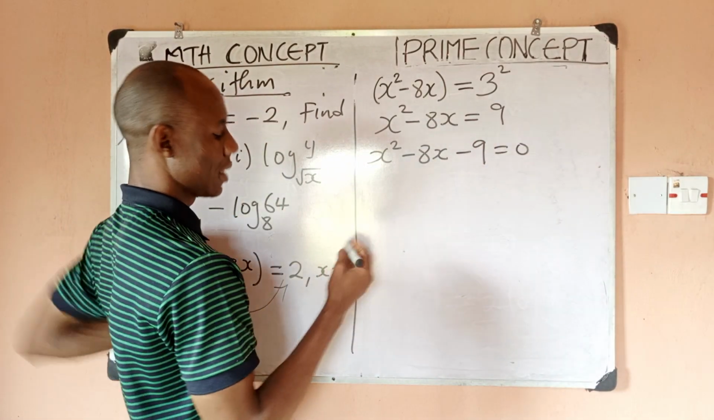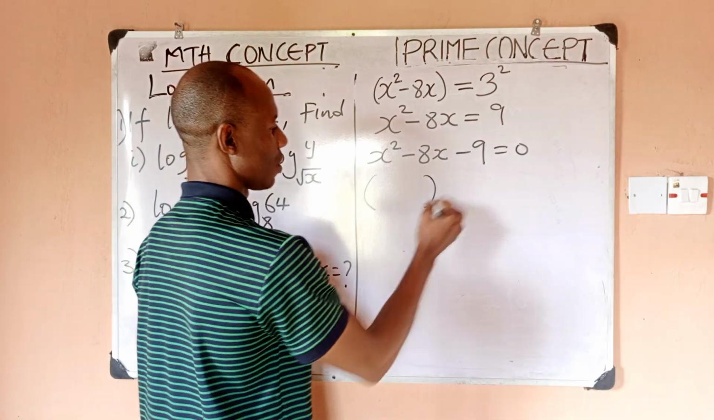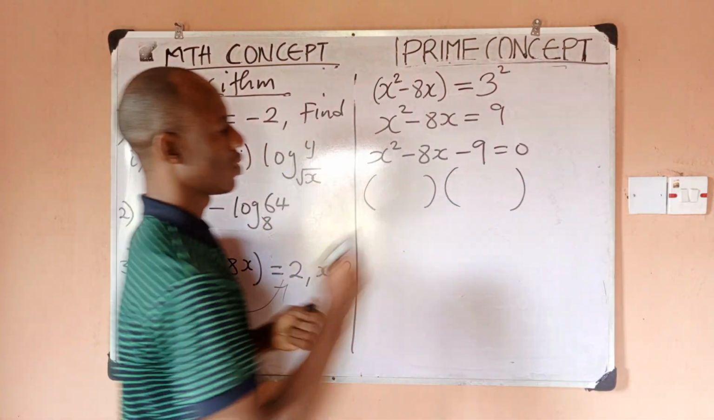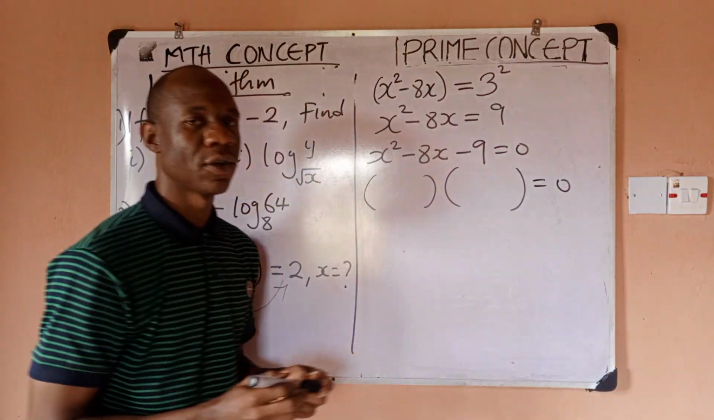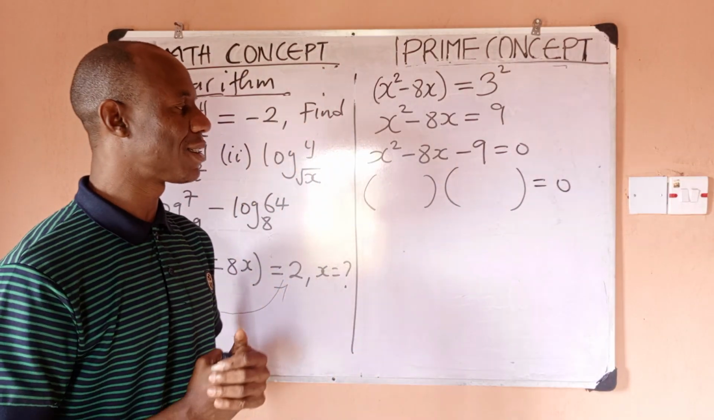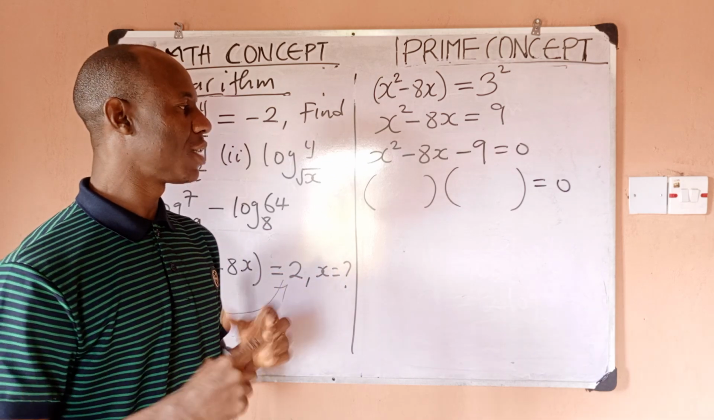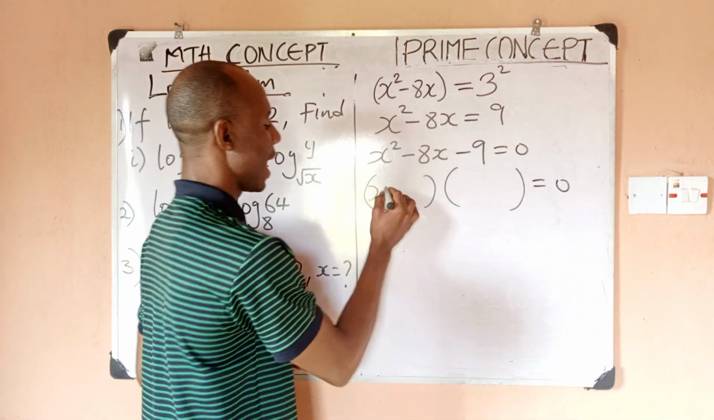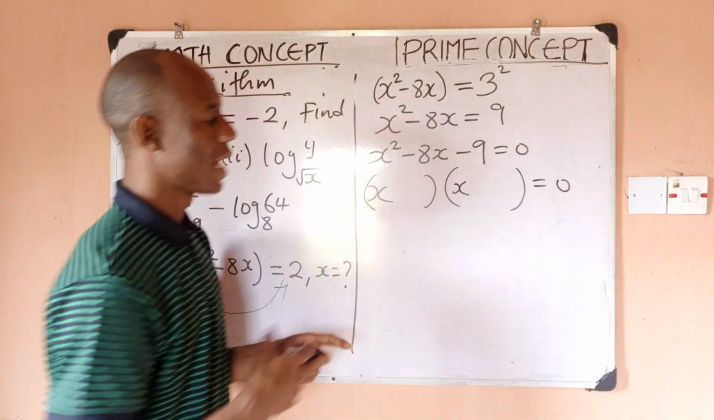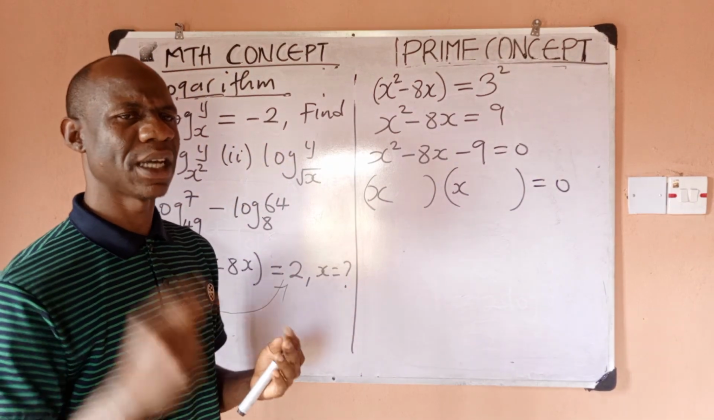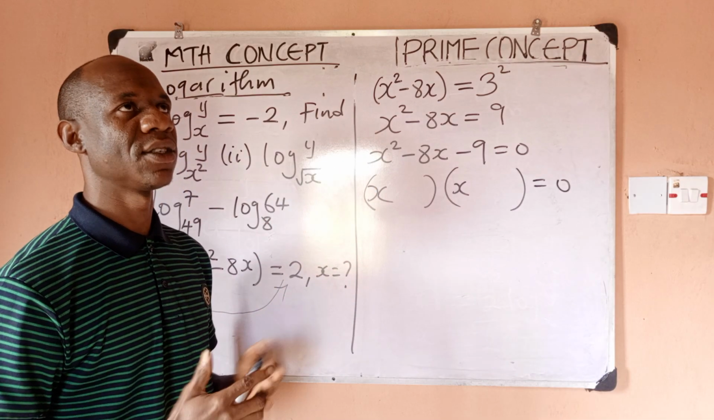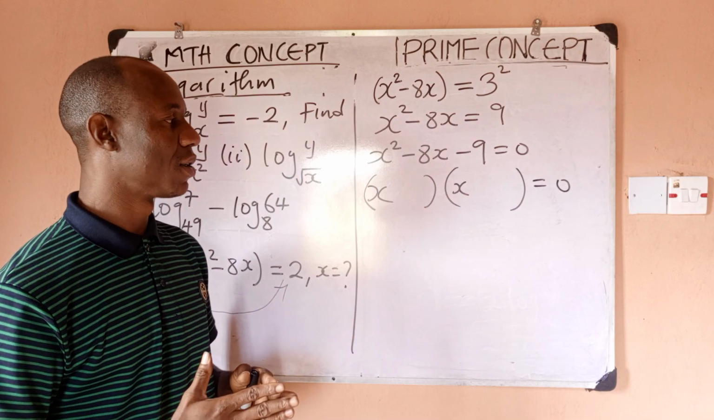Now for quadratic factorization, this is what I'll do, since my coefficient of x squared is 1. Now I'm going to think of two numbers such that when I multiply those two numbers, I will get minus 9. When I add those two numbers, I will get minus 8. Two numbers that when you multiply, you get minus 9. When you add, you get minus 8. So what could those two numbers be?